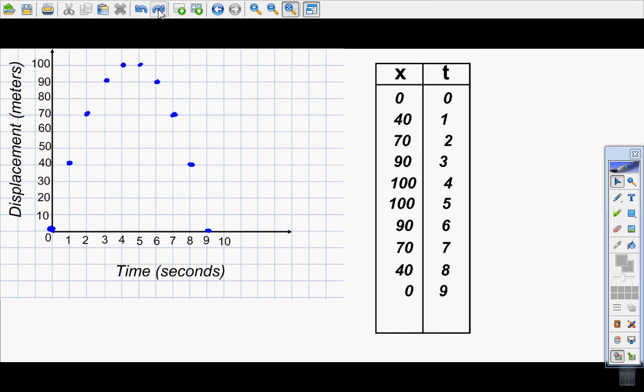So let's just put a line to this, make my dots a little bit bigger. All right. And it looks something like that. Awesome.